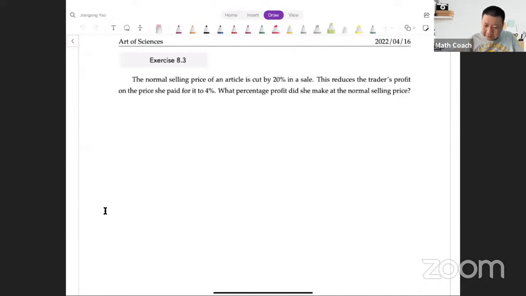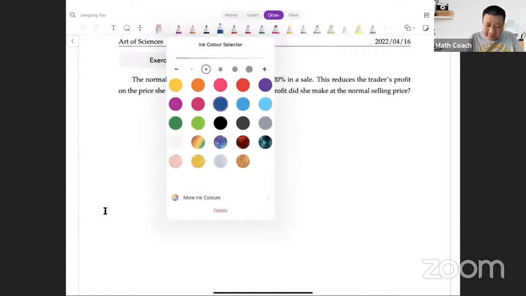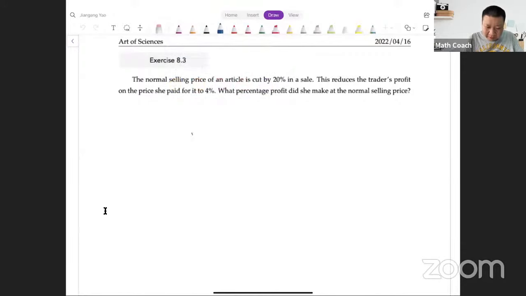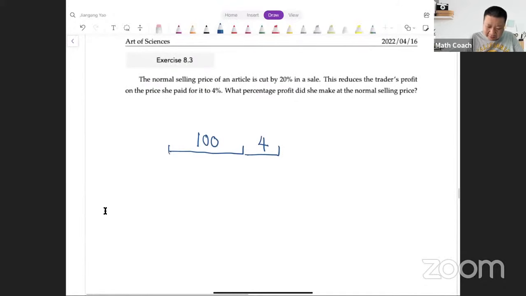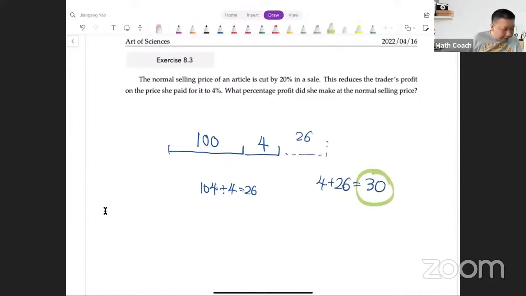And so the sale reduces the trader's profit to 4%, right? So that means after reducing the price, the original price is 100, and the profit is only 4, and that is reducing the whole thing by 20%. So 104 divided by 4 is 26. So this would be the added part, right? So the original profit is 4 plus 26, which is 30%, right? Okay. All right, so now it's 1 to 2, and we are going to move on to the next.